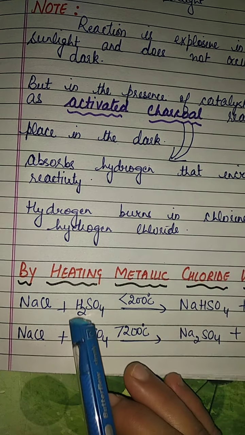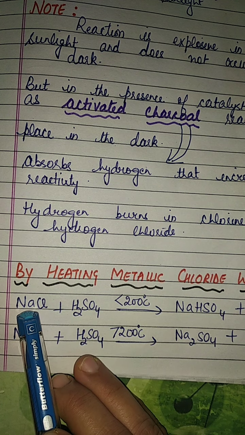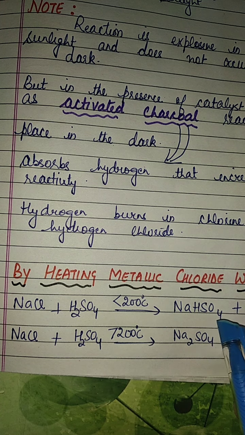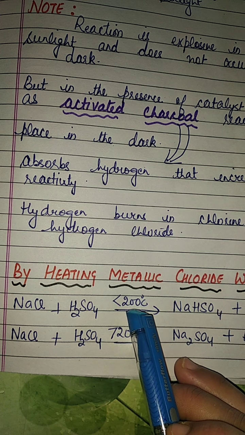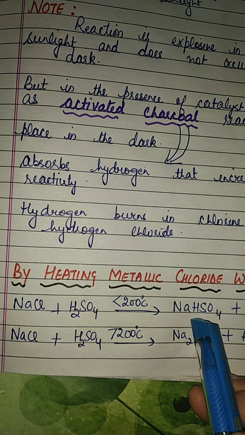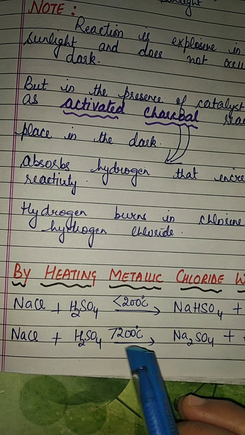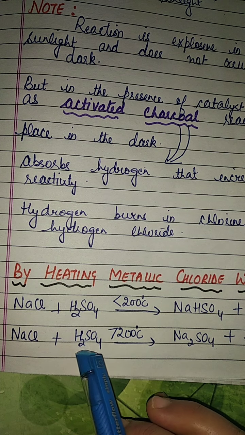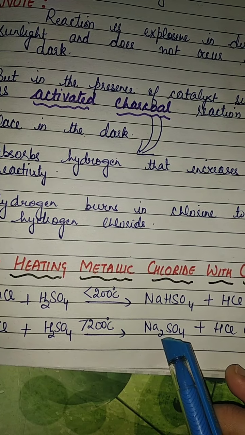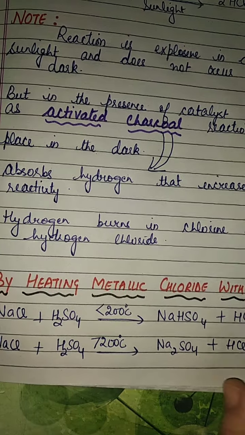It is the same only. In this case, there is partial replacement of hydrogen of the acid by a metallic ion, that is sodium, resulting in the formation of NaHSO4. And the condition for the reaction is the temperature should be less than 200 degrees Celsius. But if the temperature is greater than 200 degrees Celsius, then complete replacement of hydrogen with the positive metallic ion takes place, resulting in the formation of normal salt, that is Na2SO4 and HCl.